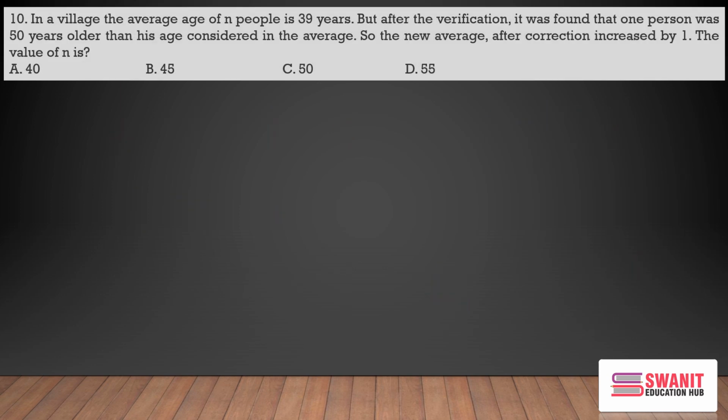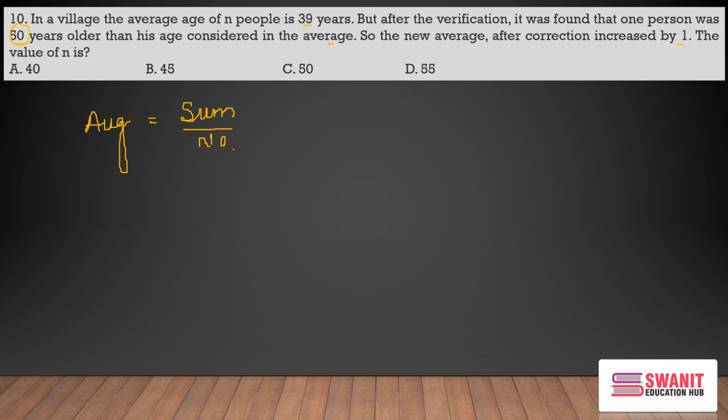In a village, the average age of n people is 39 years. But after the verification, it was found that one person was 50 years older than his age considered in the average. So the new average after correction increased by 1. The value of n is? Now please understand, since a 50-year person was incorrectly entered in terms of age. So 50 years if added, if I calculate the value of average, the formula for average says sum of the physical quantities divided by number.